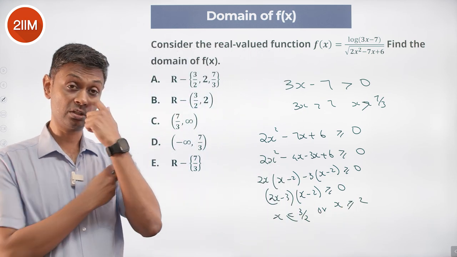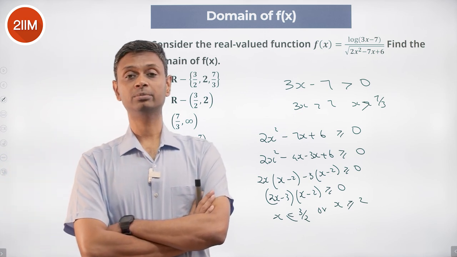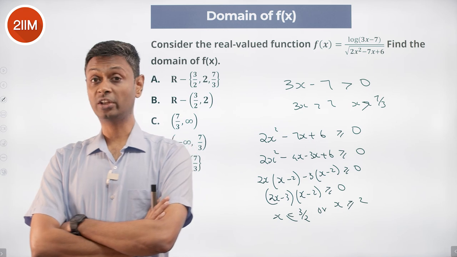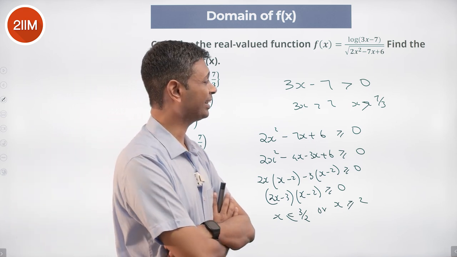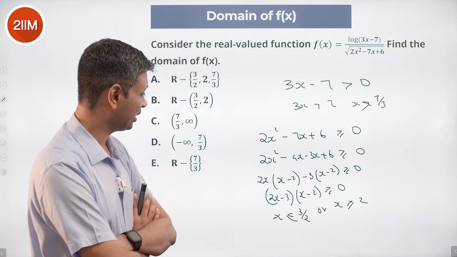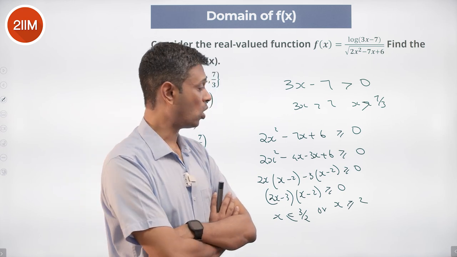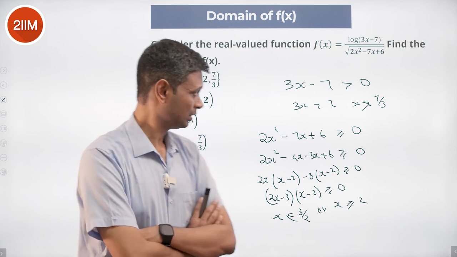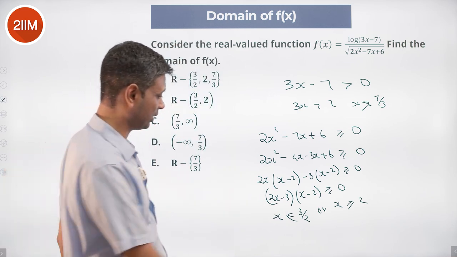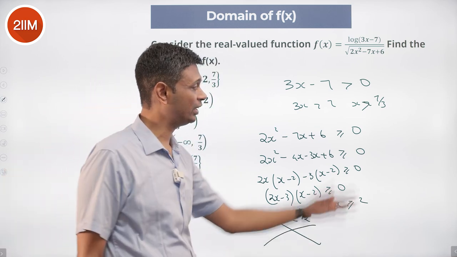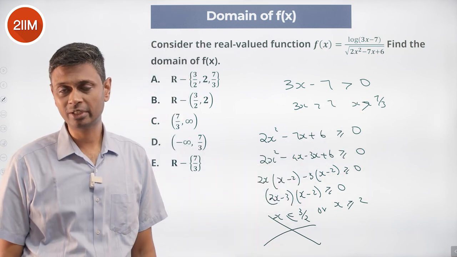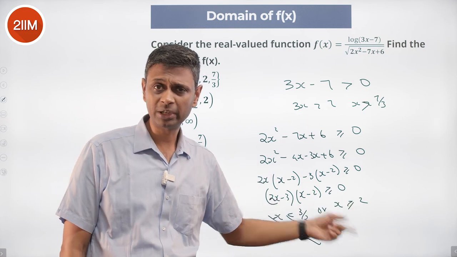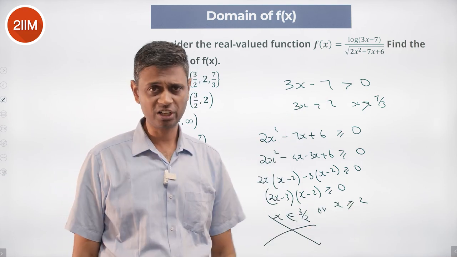This is the quadratic expression, x minus a into x minus b. This expression has to be greater than or equal to 0. X has to lie outside the roots. So x has to be greater than 7 by 3. Here we said x should be less than or equal to 3 by 2 or greater than or equal to 2. 7 by 3 is greater than 2. This whole part is not possible. We can forget this. Effectively, x has to be greater than 7 by 3. Anything greater than 7 by 3 will be greater than or equal to 2.